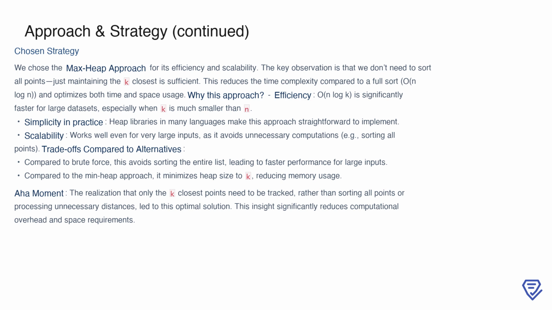As we iterate through the points, we calculate the distance for each one and push it into the heap. If the heap size exceeds k, we remove the point with the largest distance, ensuring the heap always contains the k closest points. This reduces the time complexity to n log k, as each heap operation, both insertion and removal, takes log k, and we perform these operations for all n points. The space complexity also improves to k, since the heap size is limited to k. Compared to the brute force and min heap approaches, this method avoids unnecessary computations and minimizes memory usage, making it ideal for cases where k is much smaller than n.